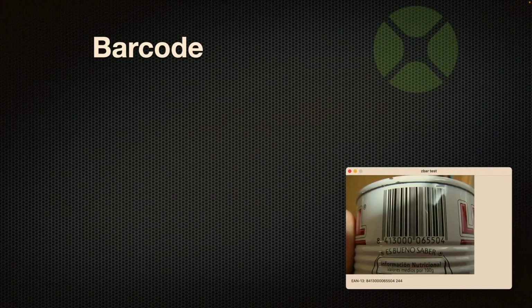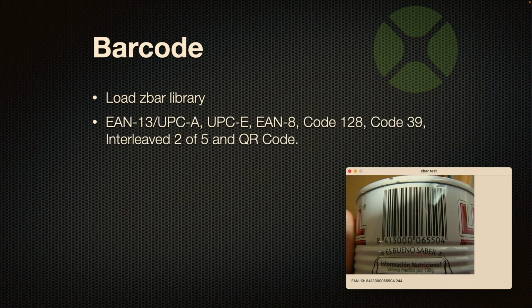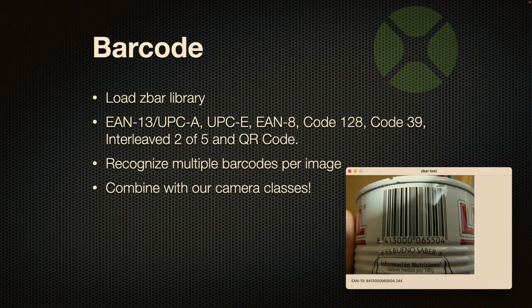Then we have several classes for barcodes. And the latest addition there was to allow you to load the ZXing library. And that's a cross-platform usable library to recognize barcodes in different formats, for example, EAN codes or QR codes. And it can find several barcodes on a picture. So you could take a picture with several products and then have them all recognize the barcodes. And you can combine this with our classes to use the camera on a Mac, Windows, or iPhone if you need to scan barcodes.